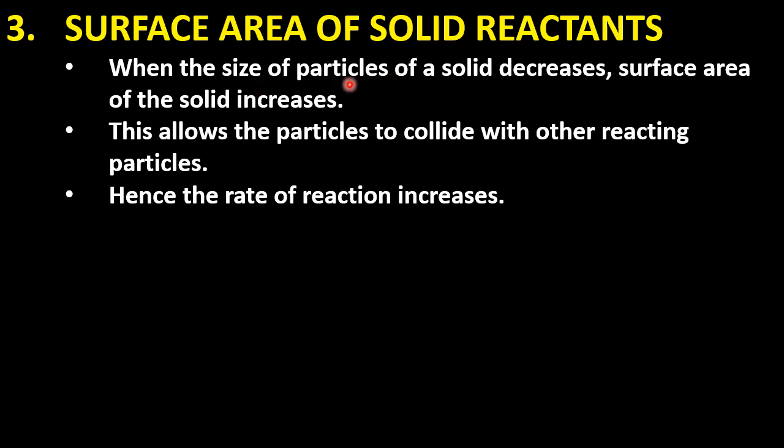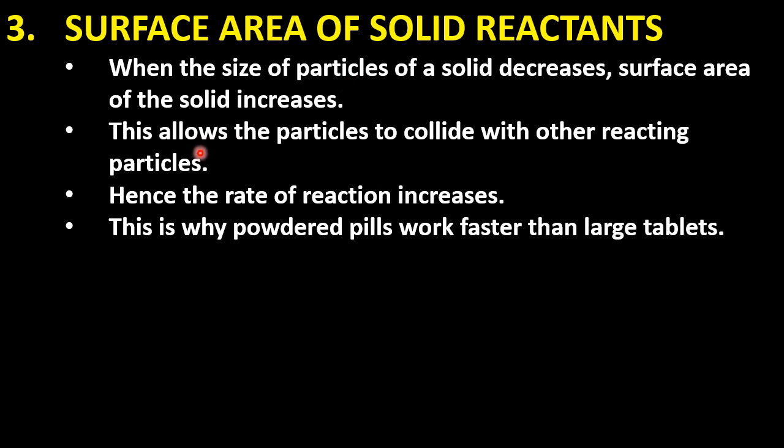Let's say you are taking medicine. When you take medicine, like pills or tablets which are powdered, you find that they work faster than large tablets. Why? Because when you powder the tablets, you are decreasing the particle size, and so increasing the surface area which is participating in the reaction in your body, which makes you get better real quick. So this is why powdered pills work faster than large tablets.